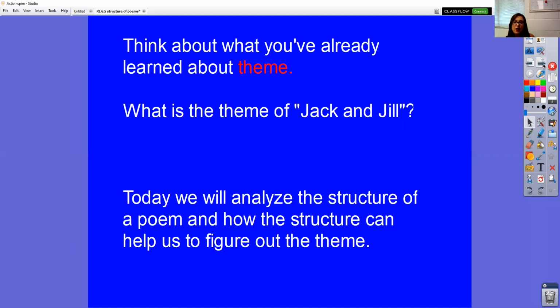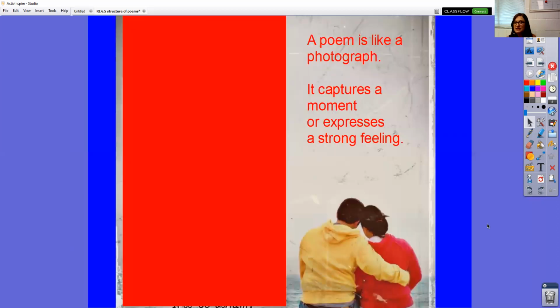So we're thinking about the theme, and today we're going to analyze the structure of poems to help us figure out what the author is trying to tell us. In a lot of ways, a poem can be like a photograph. It captures a moment and it can express a strong feeling. Like when you see this photograph of the two sitting here, you may conjure up lots of different ideas about what is going on in this picture.